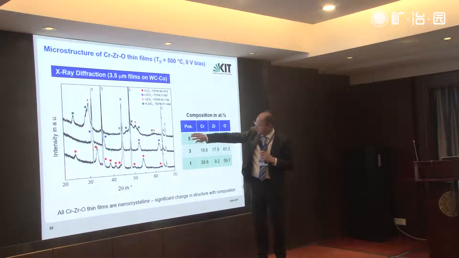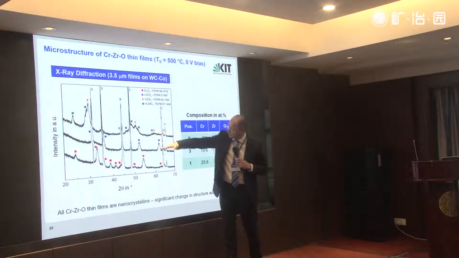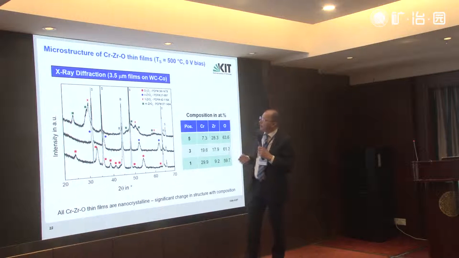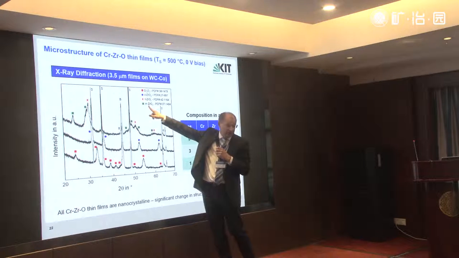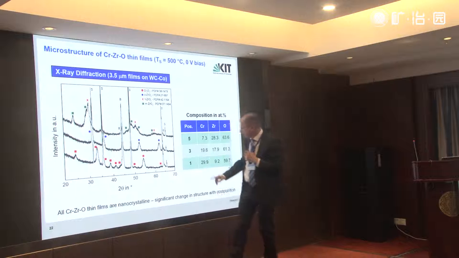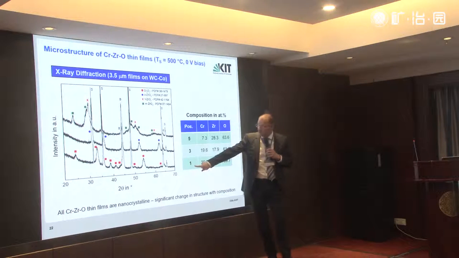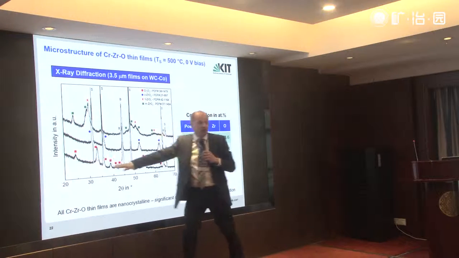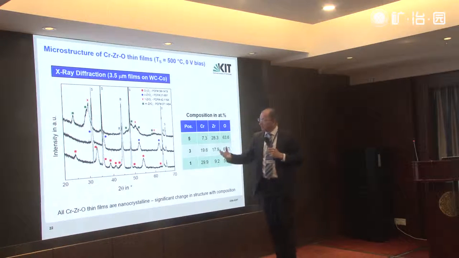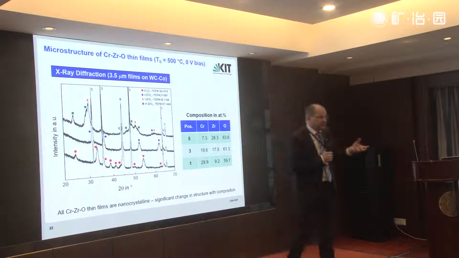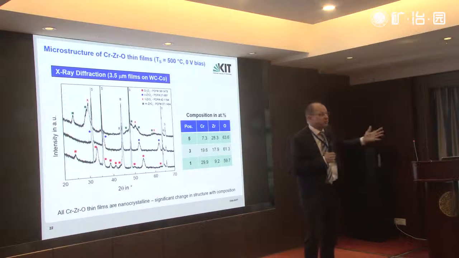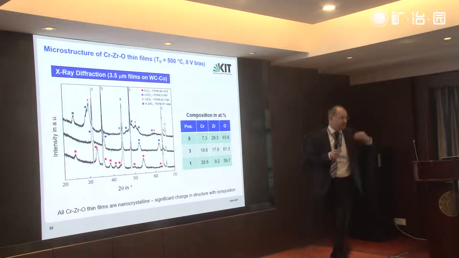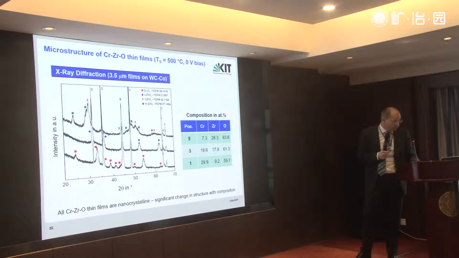X-ray diffraction also gives some information about the phases which are forming. You can see here positions 5, 3, and 1. And by X-ray diffraction, we find out that in position 5, for instance, we find the monoclinic type of zirconium dioxide, whereas in the chromium-rich part, we find a distinctly different composition, the chromium oxide in the corundum structure. So this is very clear. By using such segmented targets and different sample positions, 1 to 5, we can smoothly change the composition and the phase structure of the coating. So this is a combinatorial approach we are using.